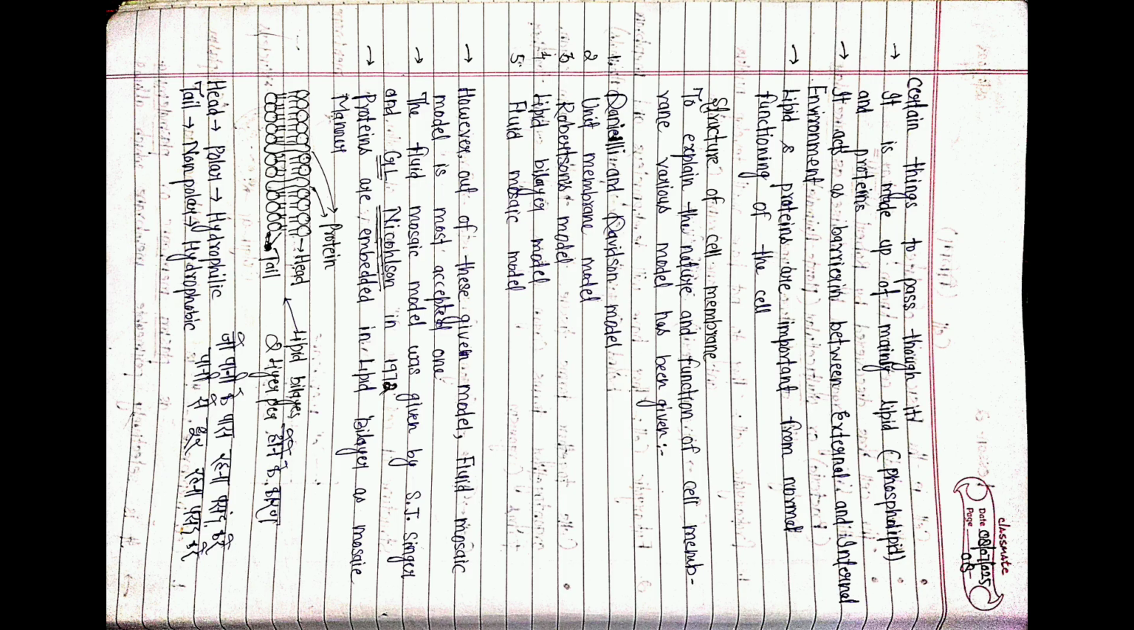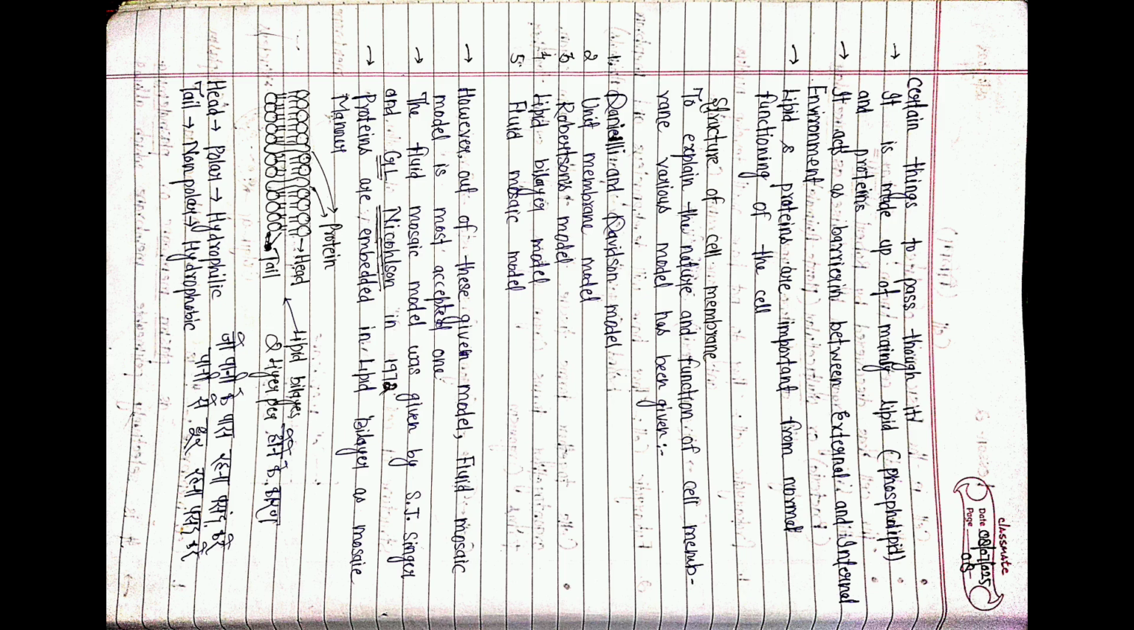Structure of cell membrane. To explain the nature and function of cell membrane, various models have been given. 1. Danielli and Davson model. 2. Unit membrane model. 3. Robertson's model. 4. Lipid bilayer model. 5. Fluid mosaic model. However, out of these models, the fluid mosaic model is the most accepted one. The fluid mosaic model was given by S.J. Singer and G.L. Nicholson in 1972.